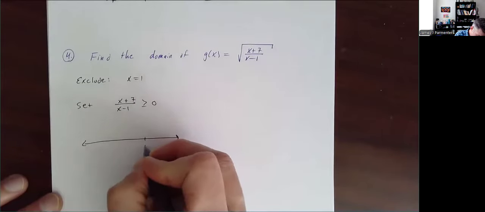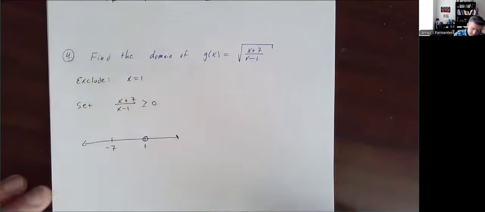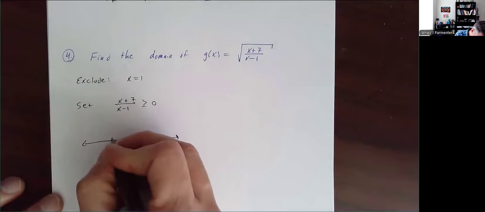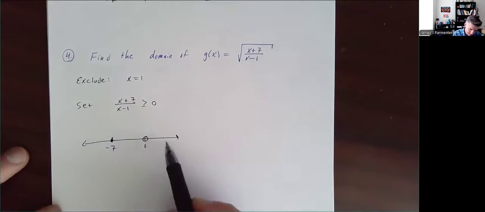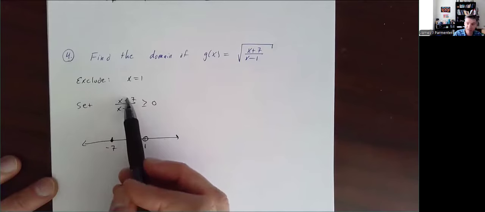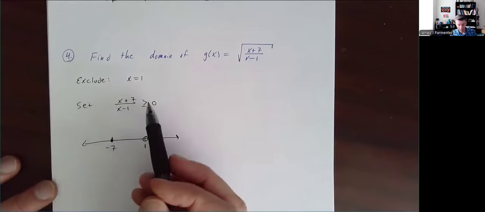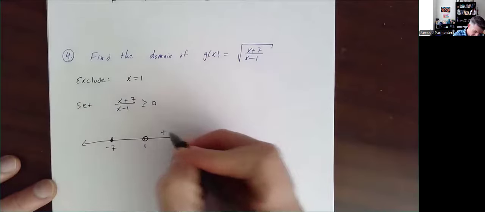So I've got my +1, I've got my -7. I already know I don't want to include +1 because it makes the whole thing undefined. I do want to include -7 because it makes the whole thing equal to 0, and square root of 0 is totally legit. So I'm just going to start picking points. Pick a 2. 2 plus 7 is positive. 2 minus 1 is positive. And a positive divided by a positive is positive.